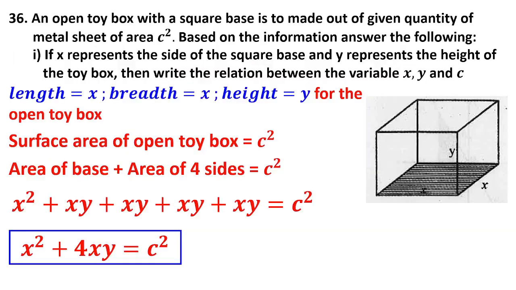It is x square plus 4xy is equal to C square. Therefore, you got the value now. X square plus 4xy is equal to C square. That is the relation between x, y and c.